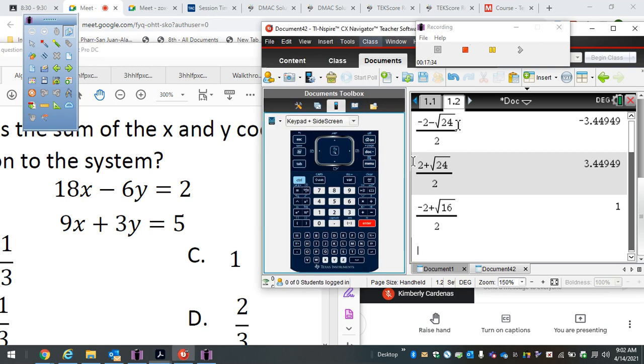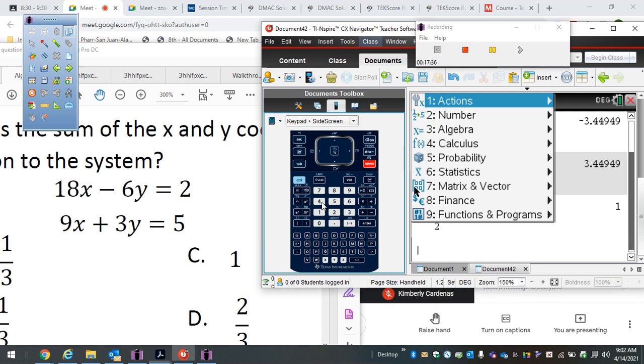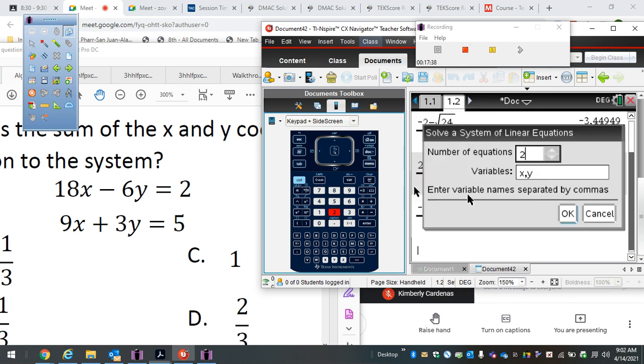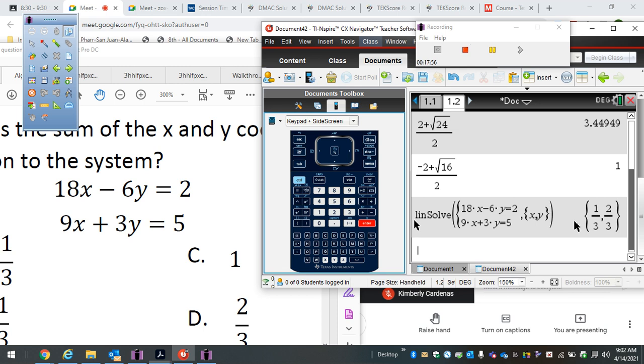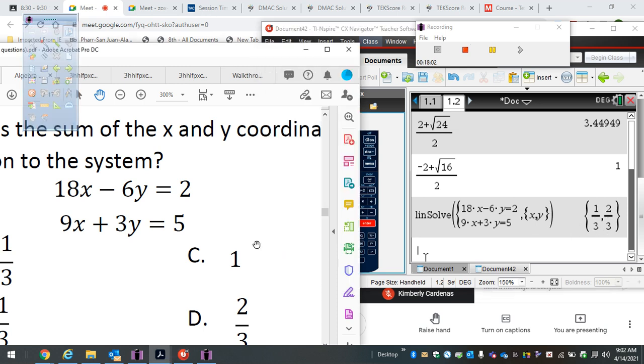So I'd come here. Actually, I can do it here. It's already in the calculator. I'll go to menu, 3, 2. I'm going to type those in there. 18x minus 6y equals 2. And I'll come right here and go with 9x plus 3y equals 5. Ooh. Basically 1/3 plus 2/3. You better know that. C.